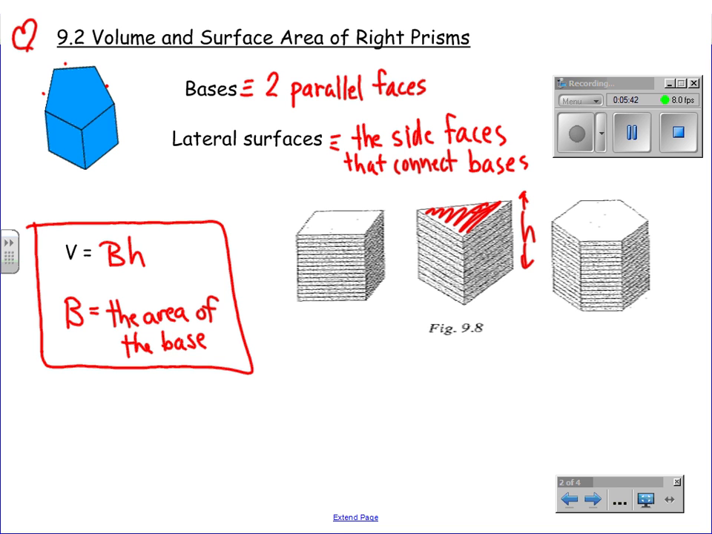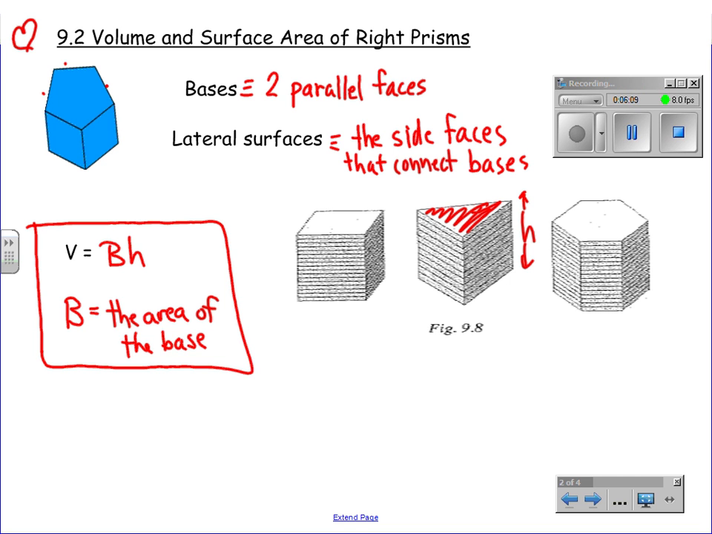Yes? What if there aren't lines in these figures? You just will have a dimension here, like it just might be 2.5 meters. Then you use 2.5 meters. So you just do base times height? Oh, base. Area of the base times the height of it.